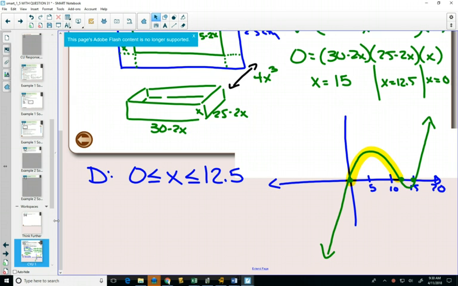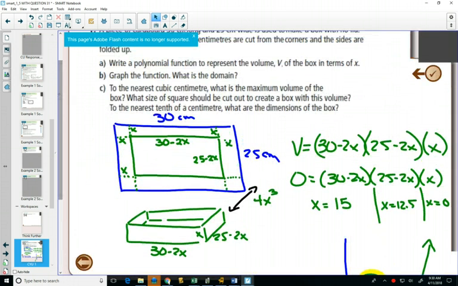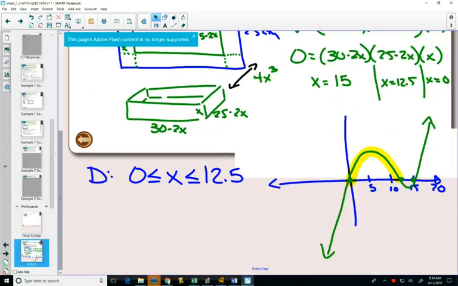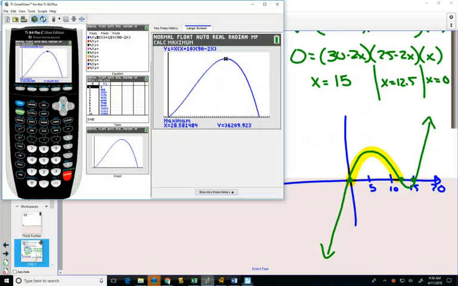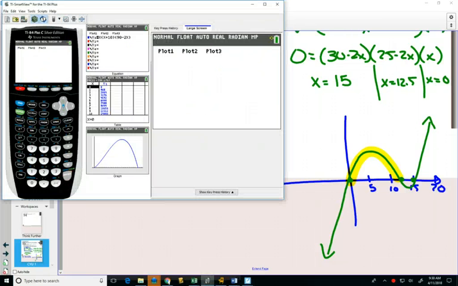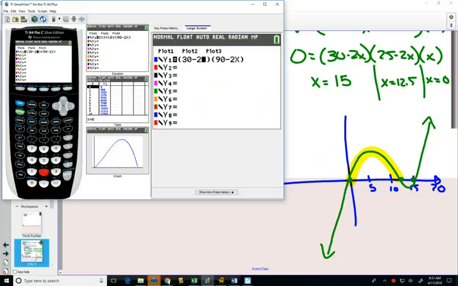And our setup allows us to go to the next part where we want to find the maximum volume and the size of square. So we're going to put this into our calculator, get a graph, so we need to have some sort of scale for our y, draw this part so we can see the yellow part, and then find the maximum. So we go to our calculator. We're going to have 30 minus 2x, 25 minus 2x, times x.